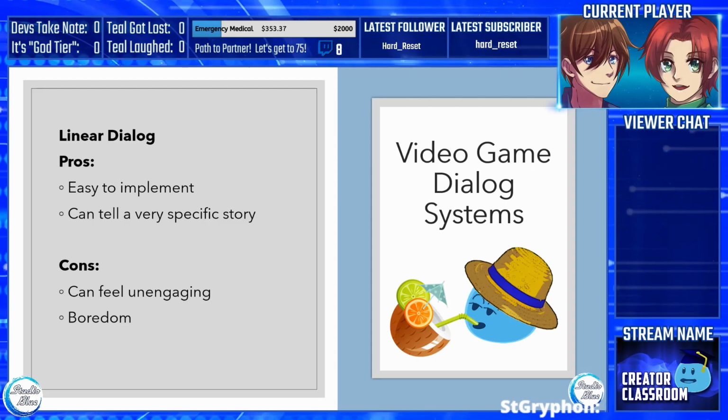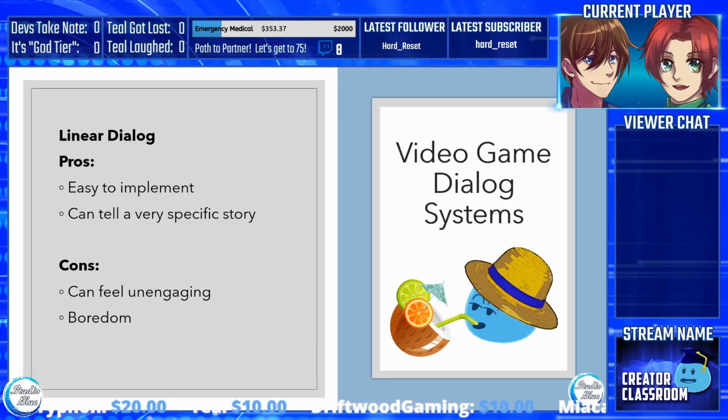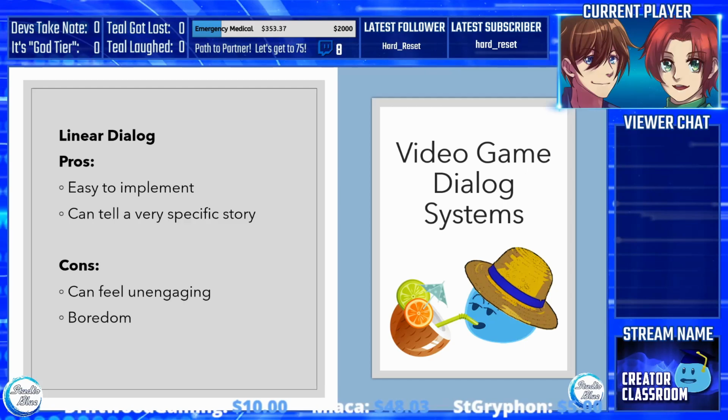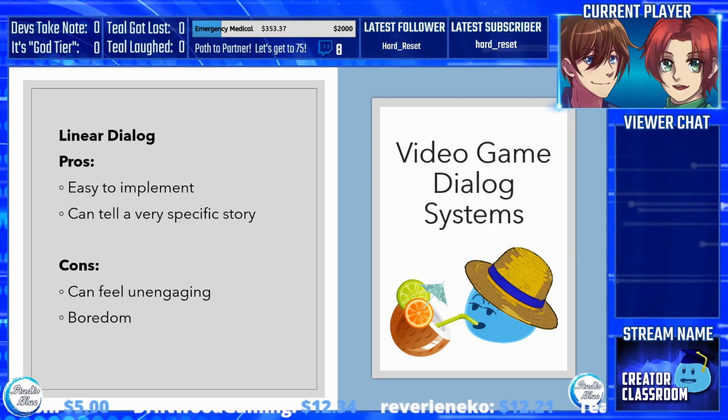The pros of this is that it's very easy to implement. It's very easy for you as a game dev to implement. It will allow you to tell a very specific story. But the cons of this is that this can feel very unengaging to the player. And an unengaged player is a bored player.